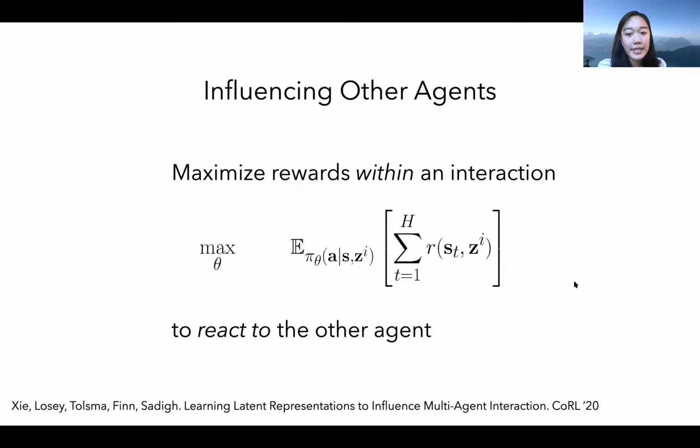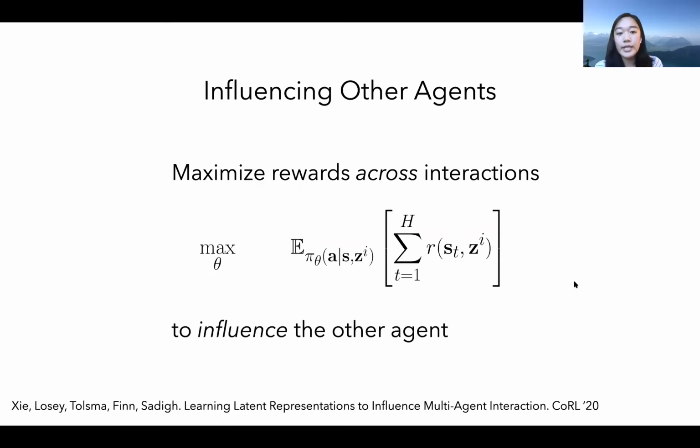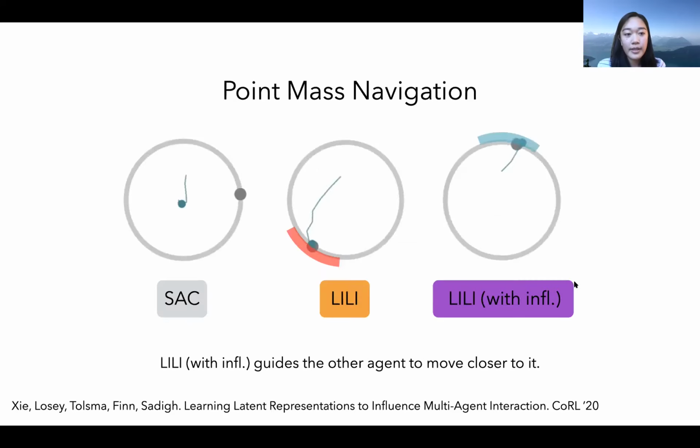And so instead of just reacting, what we actually want is a policy that can influence the other agent's strategy. This influential behavior can be learned by maximizing the long-term rewards summed across interactions. This objective will naturally motivate the ego agent to act in ways that lead to more desirable future strategies in the other agent. Now returning to our navigation example, we see that the LILI agent with influence learns to trap the other agent at the top of the circle.